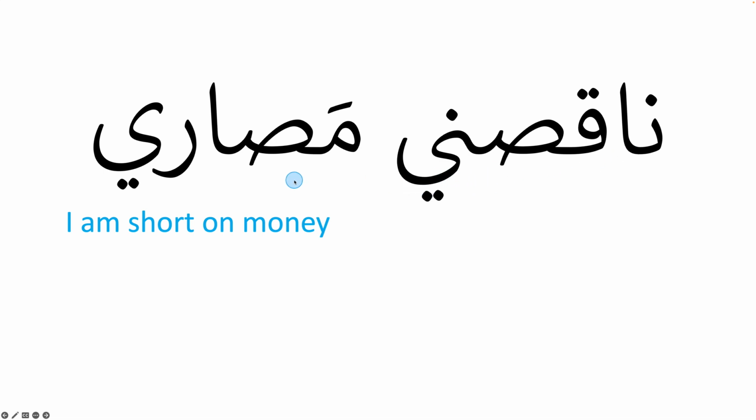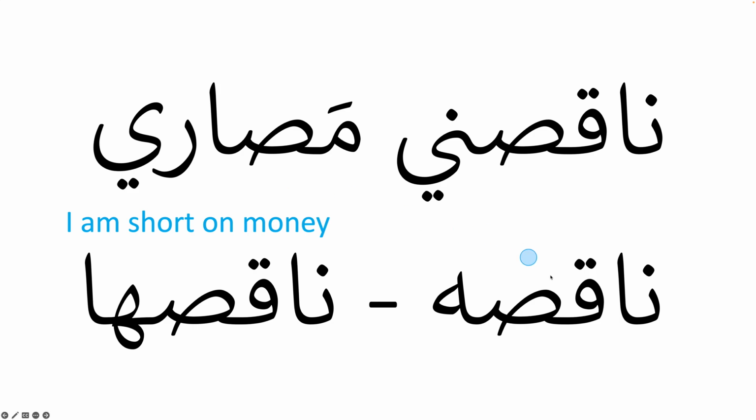ناقصني مصاري. Some of you may ask, how do we conjugate it with he and she or them or we? You would need to go back and look at the possessive pronouns, or the ownership pronouns, which I've covered extensively in a number of videos. But I'm going to show you the conjugation for he and she. So you would say ناقصه and ناقصها. So ناقصه, he is short of money, and that is the possessive pronoun for he, third person. And on the other side is ناقصها, and that is the possessive pronoun for she, third person. So ناقصها, she's short on money. And if you're talking about yourself, I, male and female, you'd say ناقصني مصاري.